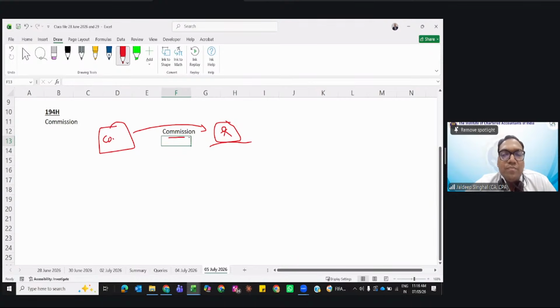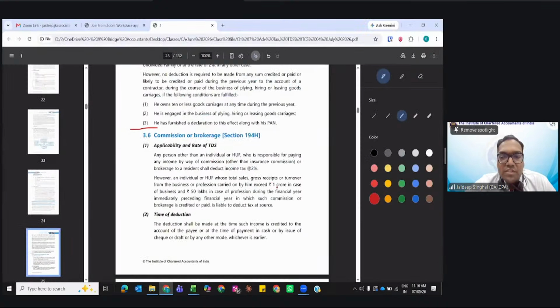On this commission income, whenever the company pays the commission to this person, they need to deduct TDS of 2%. Clear? Now here, who all are covered? All assessees except individual and HUF. An individual or HUF whose turnover exceeds 1 crore or 50 lakh is covered. If they pay anyone by way of commission, then they should deduct TDS of 2%.